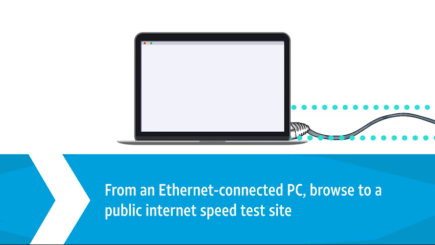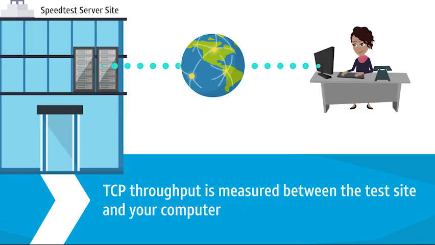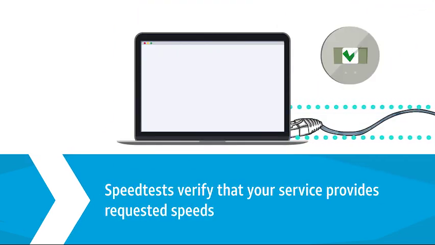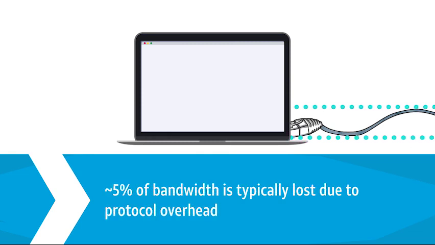The end-to-end TCP throughput is measured each way between the test site and your computer. This test, if executed while there is no other contending traffic on your ADI circuit, can verify that your service is providing the speed you requested. Note that about 5% of the bandwidth is typically lost due to protocol overhead.